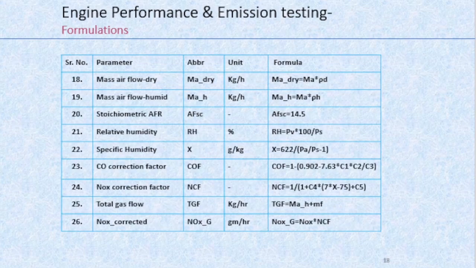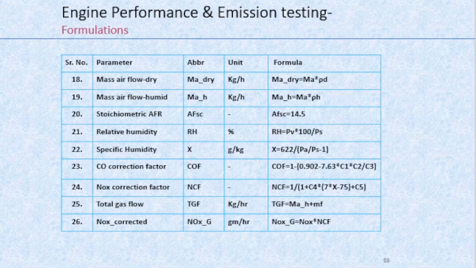Going to the next slide, even though dry and wet basis air flow are calculated, humid flow is considered for total gas flow calculation, and accordingly the quantity of pollutant by the engine. Relative humidity is related with water vapor pressure and saturated pressure, where the ratio of the same is the value of relative humidity. Similarly, specific humidity can be calculated by the formula shown at serial number 22.